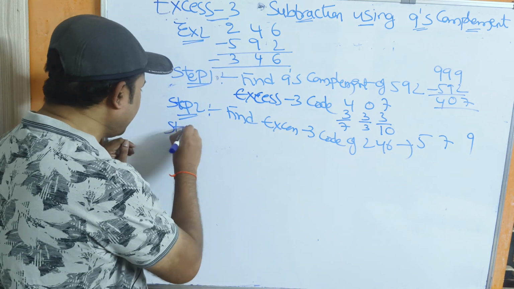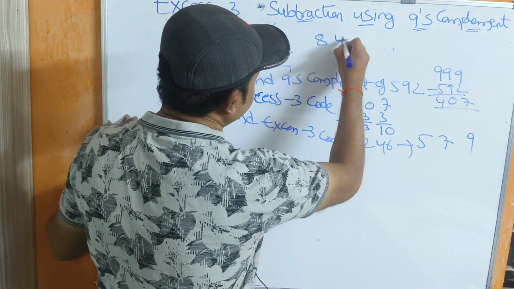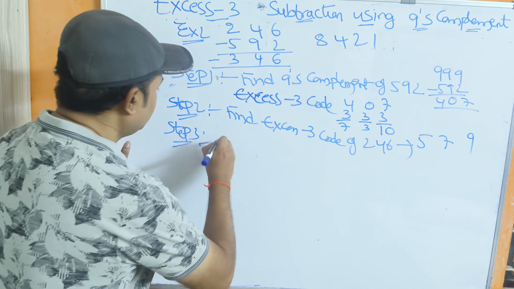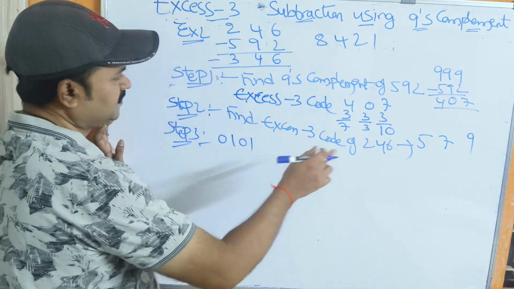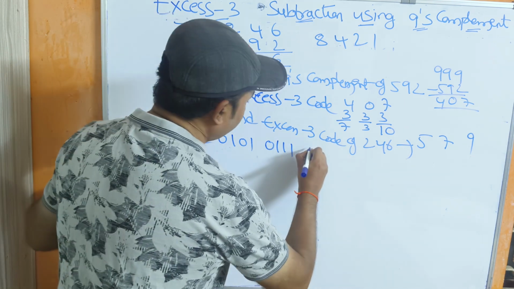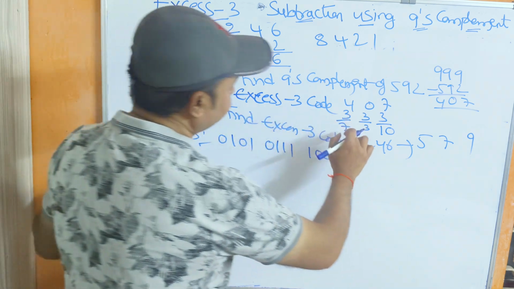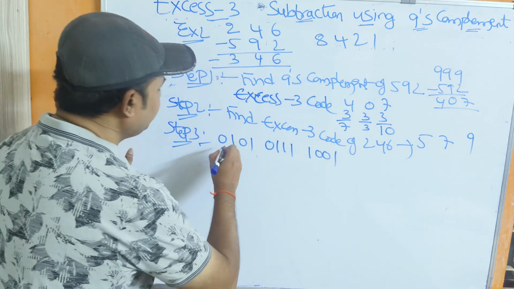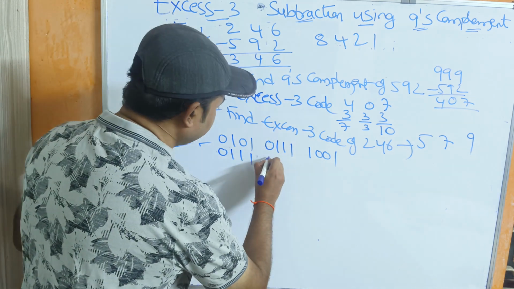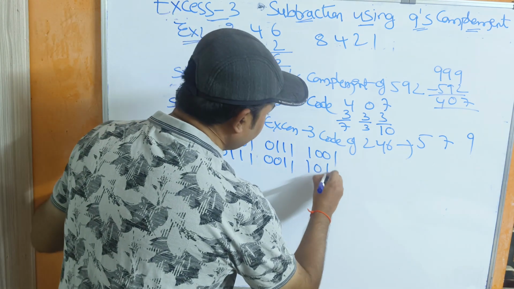Next is step 3, add both the numbers. So we need to represent in 4-bit notation. So 5 means 0101, 7 means 0111, 9 means 1001. Next, second number: 7, 3, 10. So 7 is 0111, 3 is 0011, 10 is 1010.